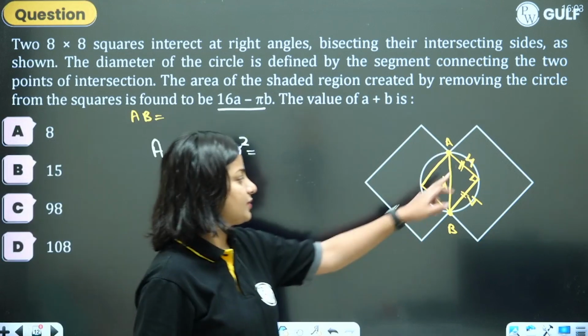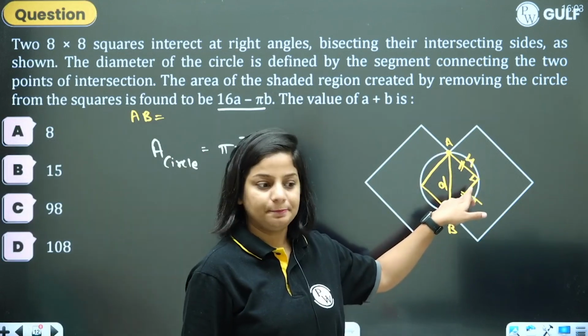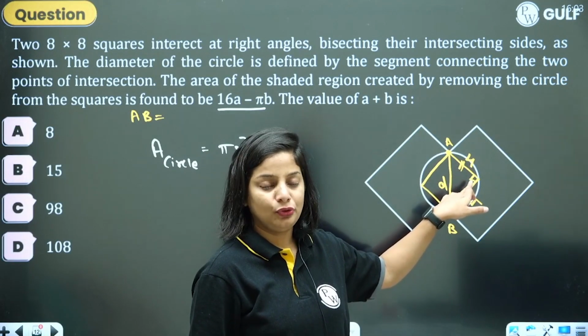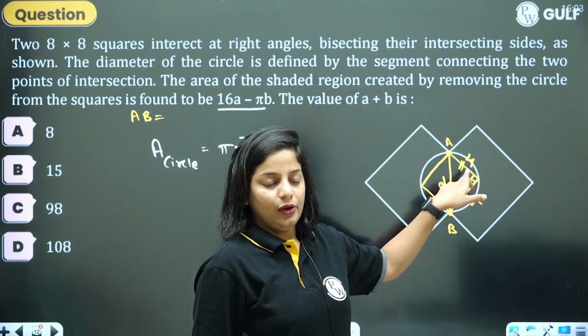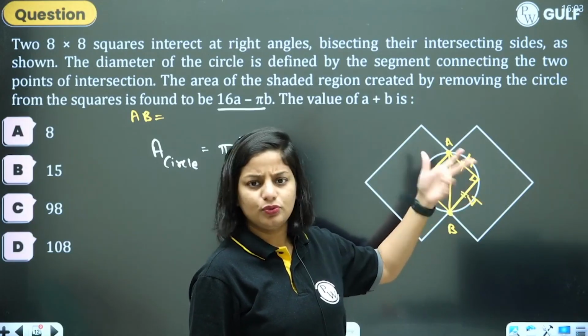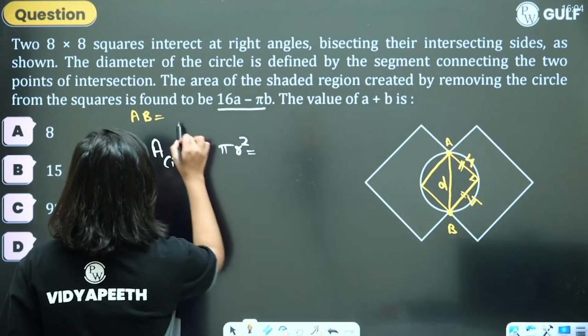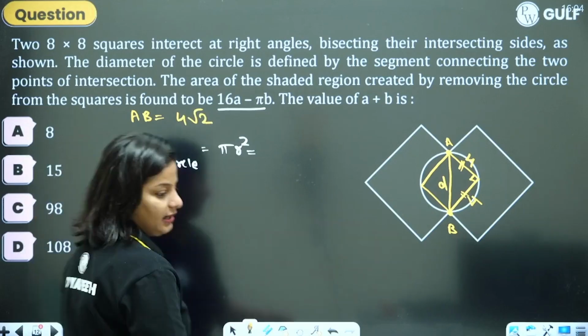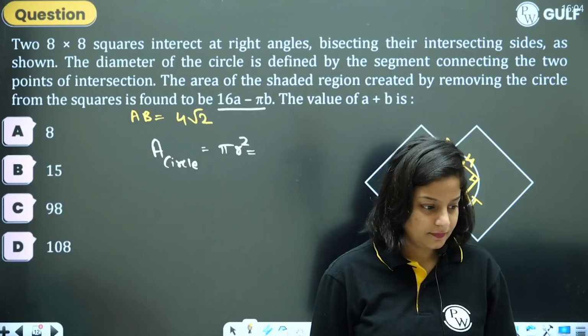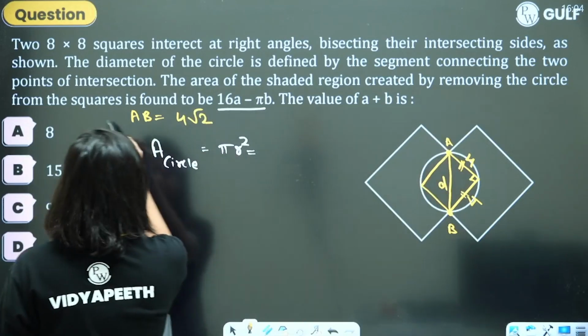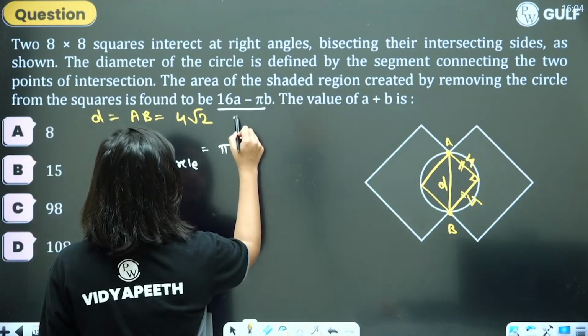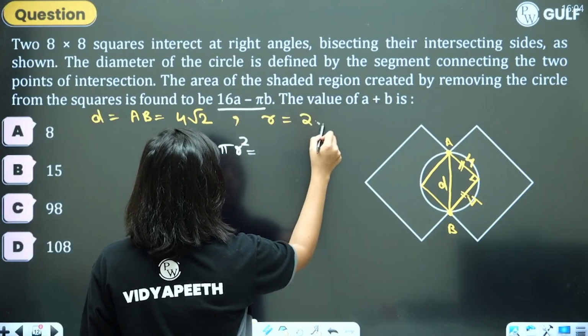Pythagoras theorem, 4 square plus 4 square. 16 plus 16, 32. Root of 32 is 16 twos, that is 4 root 2. Correct, kids, 4 root 2. So AB is the diameter, radius will be 2 root 2.